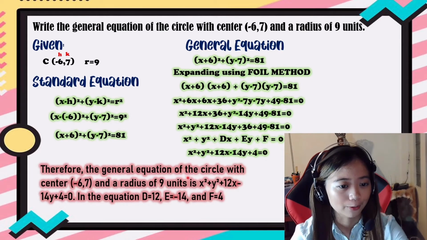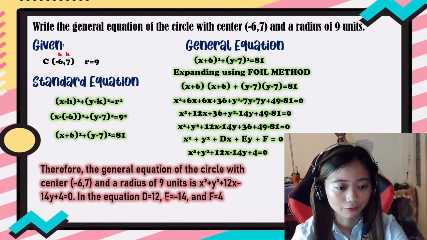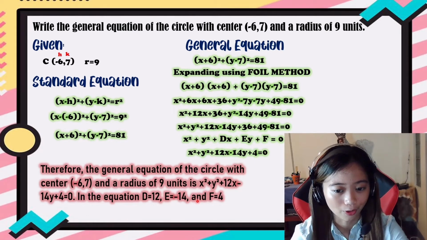Therefore, the general equation of the circle with the center negative 6 and 7 and a radius of 9 units is x squared plus y squared plus 12x minus 14y plus 4 equals 0. In the equation, d equals 12, e equals negative 14, and f is equal to 4.